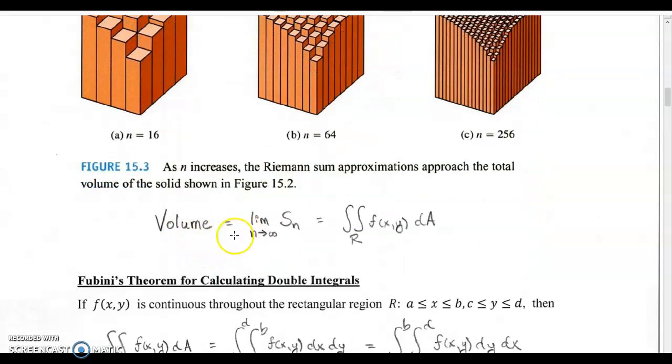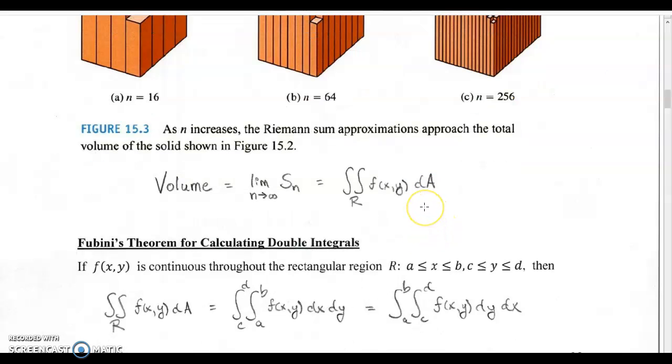So the entire volume is the limit as n goes to infinity of S sub n, which is the double integral over the region R of the function f of xy dA. Now dA can be thought of as dy dx or dx dy in this case.